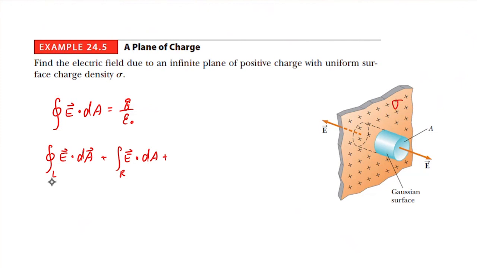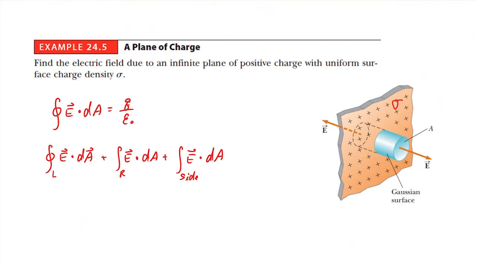Oh my God. L and R was a bad choice because of lateral. Somebody give me a better name for these things. Okay, side. How's that? It's lateral, left, right. You get the idea. E dot dA.